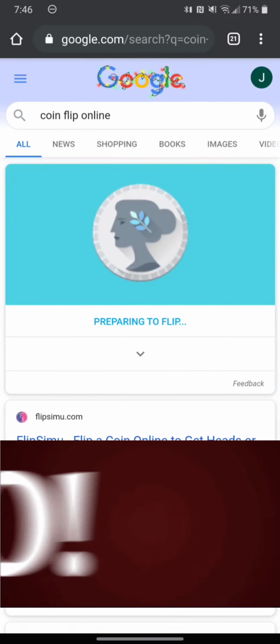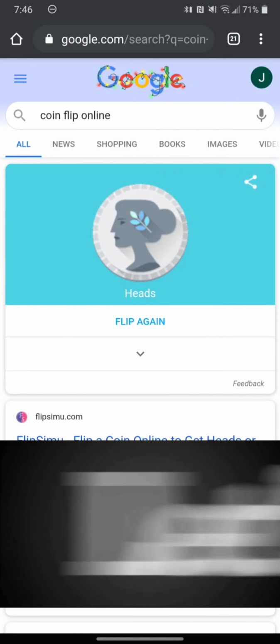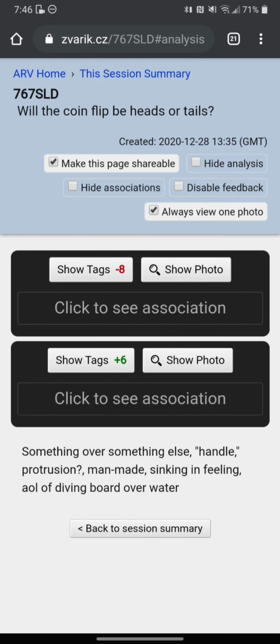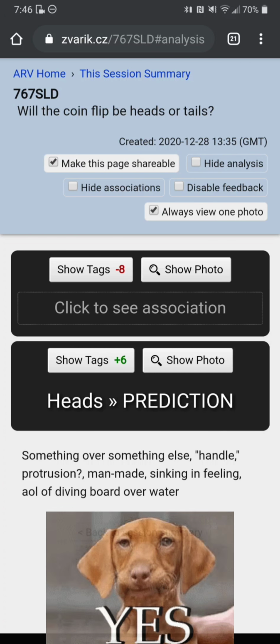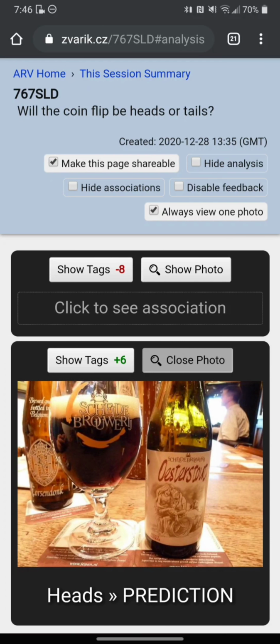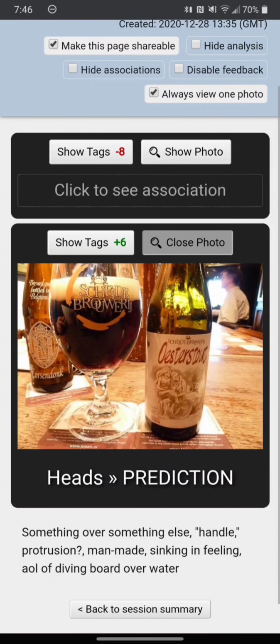So here's Google doing a coin flip for us, and it comes up heads. Okay. So is my predicted photo also associated with heads? I'm going to click to show the association. Heads. Yes, there we go. And let's look at the photo. A wine glass. And a bottle. Do we see any similarity with our session here?